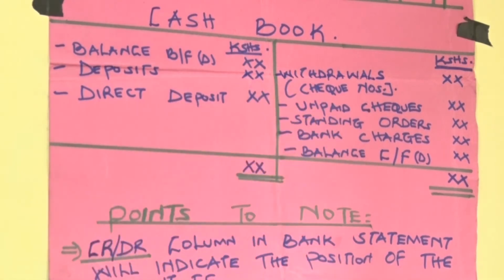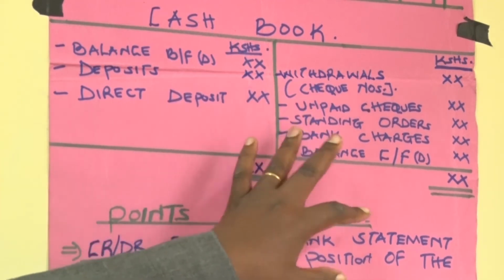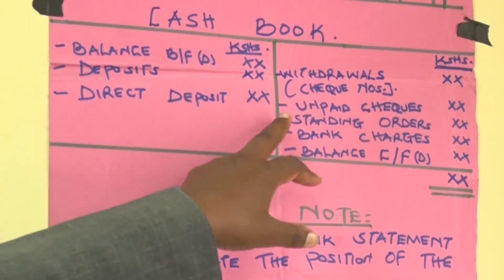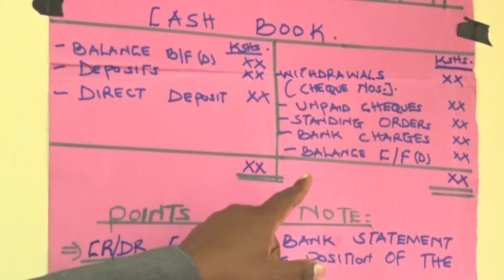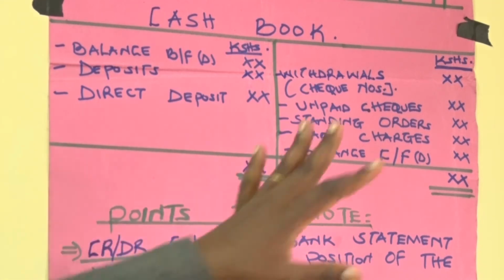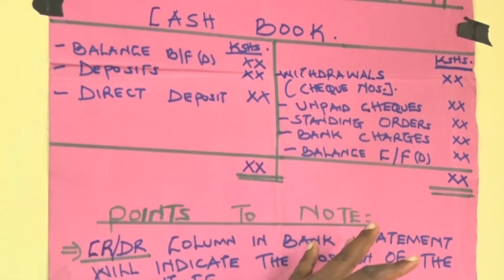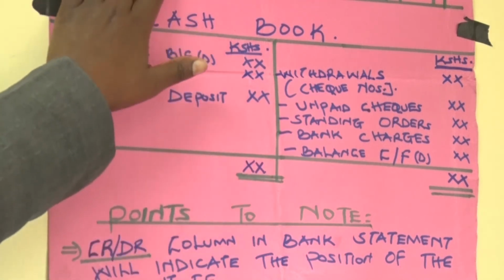Then you are supposed to indicate a check number. Then, if there is any unpaid check, next one you credit. Then we have the standing orders, bank charges, and any balance carried down. You write on the credit side. So, as I have explained, debit or credit, we have them on the bank statement.